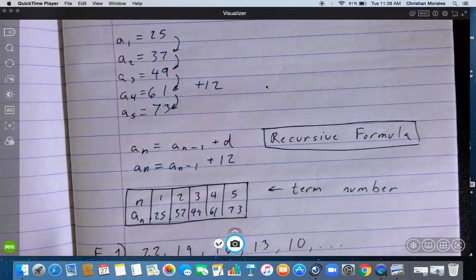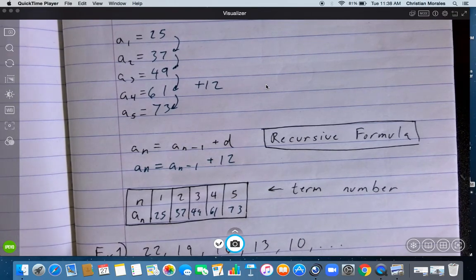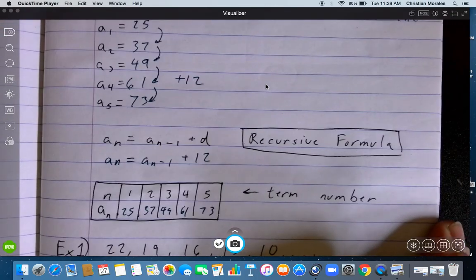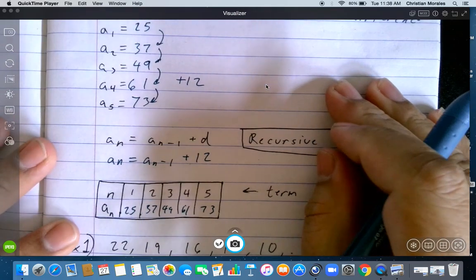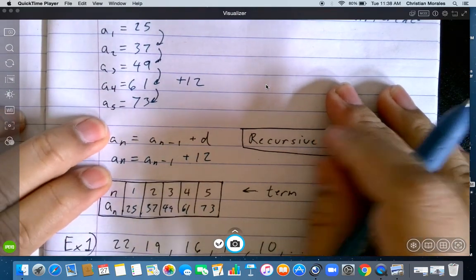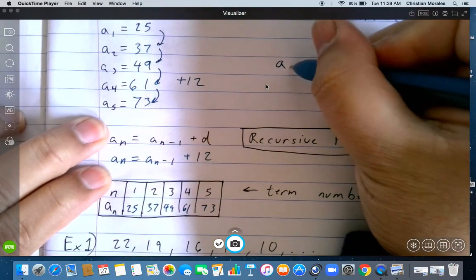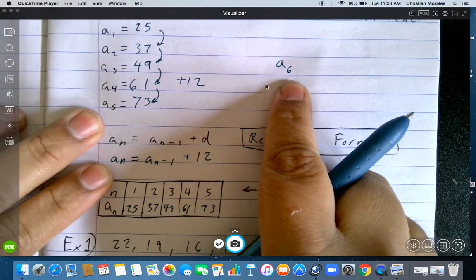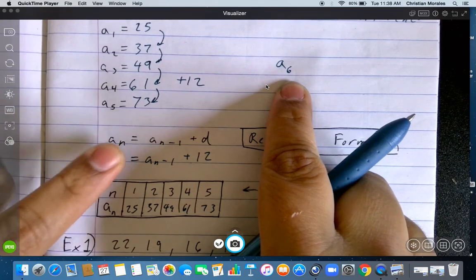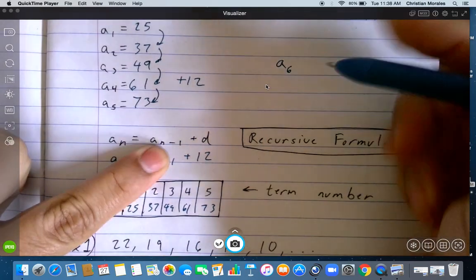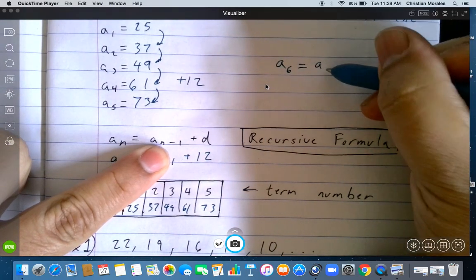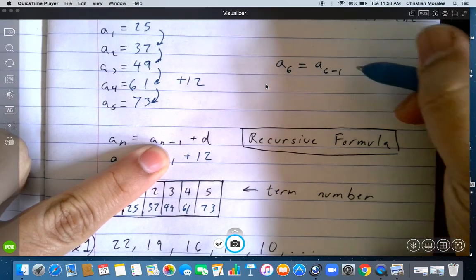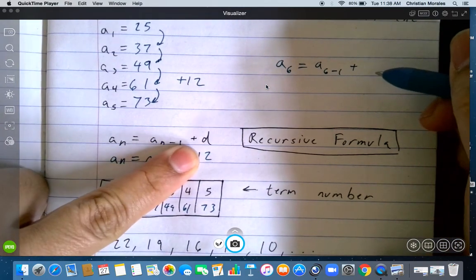Okay. So let me do a quick example just to show you how this works. I'm going to do it up here. Let's say you want to find the 6th term. You're looking for A6. The formula says right here, you're going to plug in 6 into the formula. And the common difference was 12.